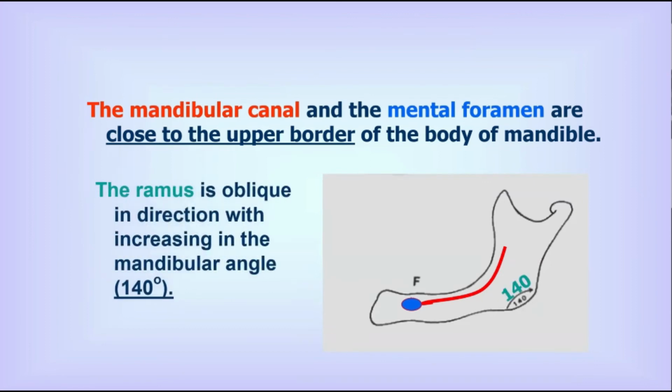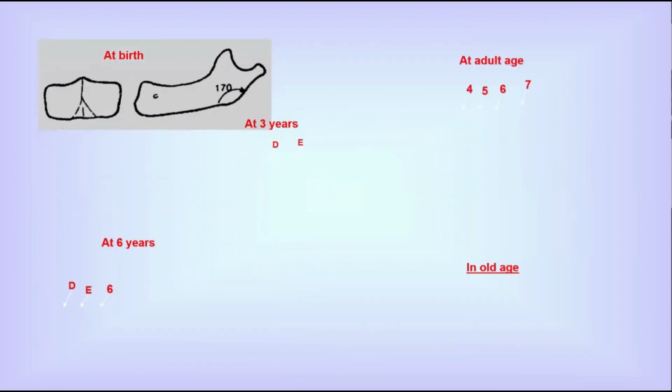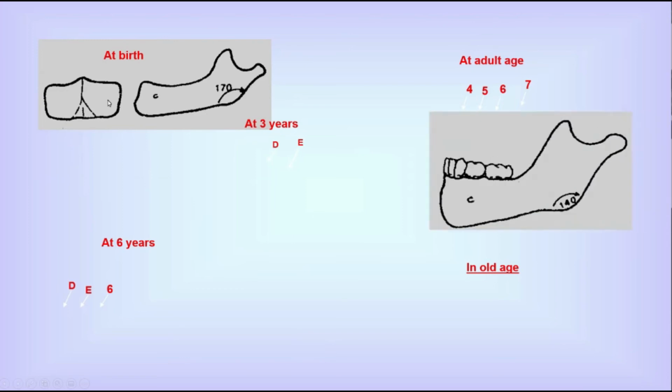The ramus is oblique in direction with the increase in the mandibular angle. The ramus is now oblique and becomes 140 degrees. So this is the situation at birth. You see a 170 degree mandibular angle, and the condylar head is below the coronoid process. The mental foramen is near to the upper border. There are two halves, and there is no connection between the two halves of the mandible.